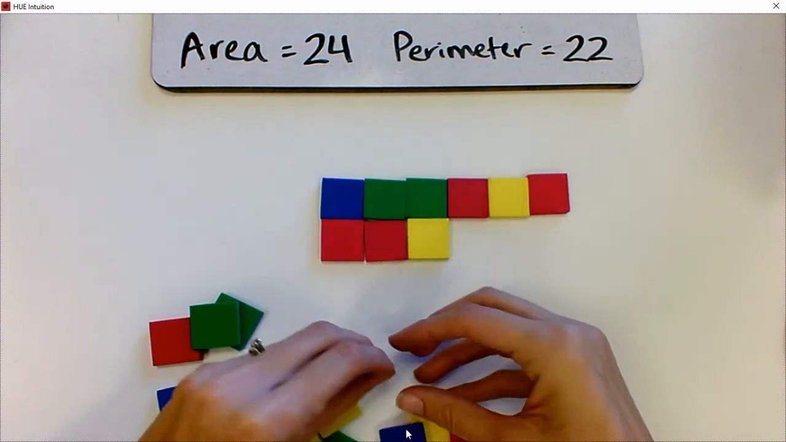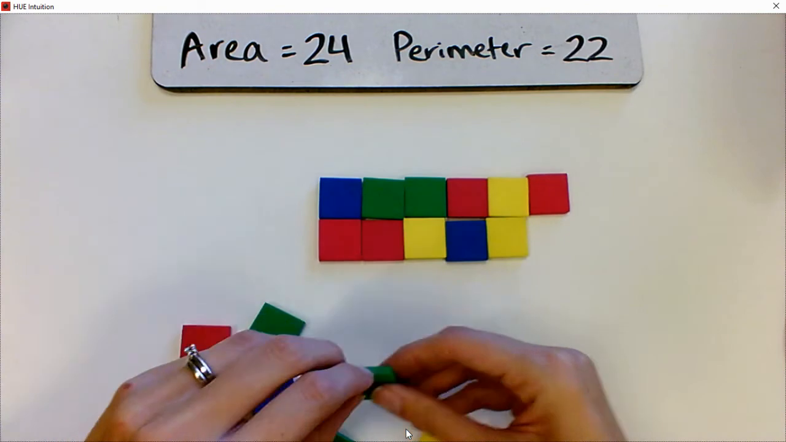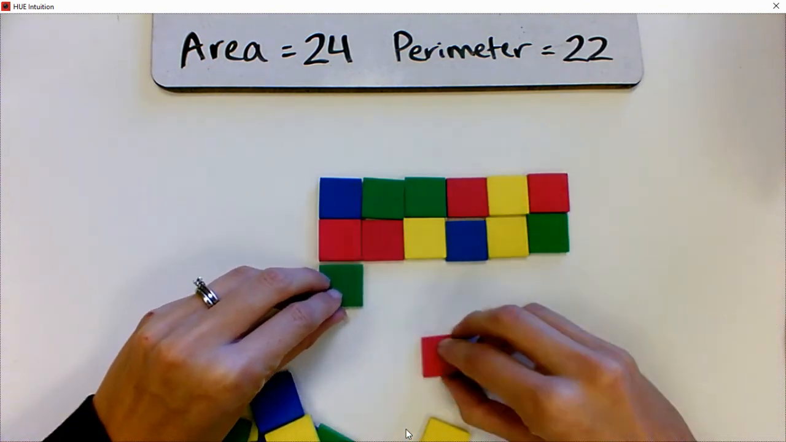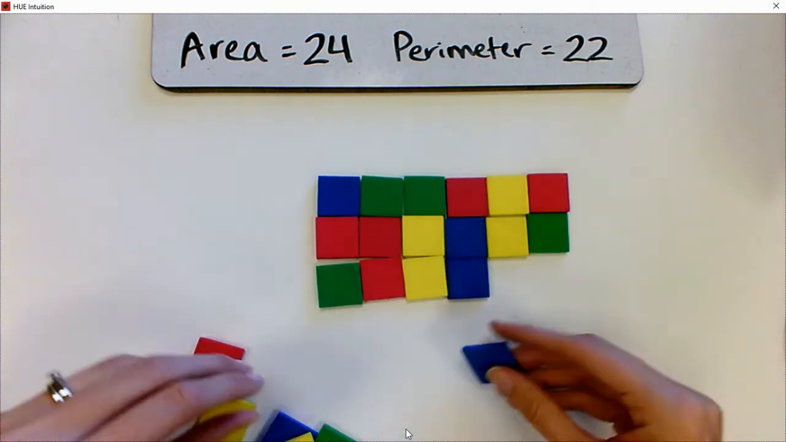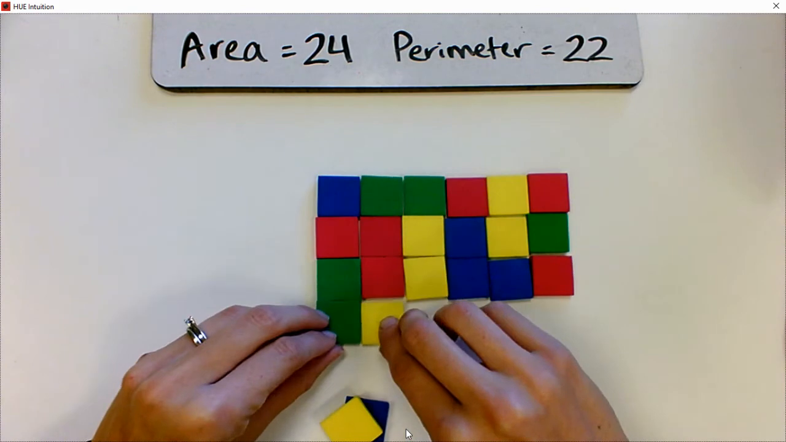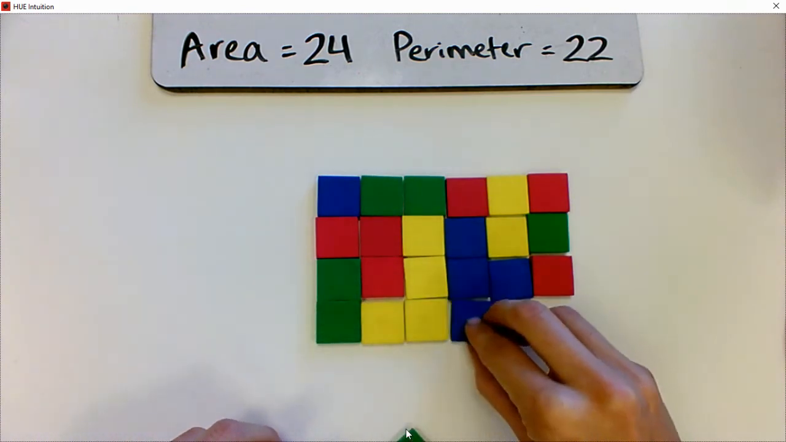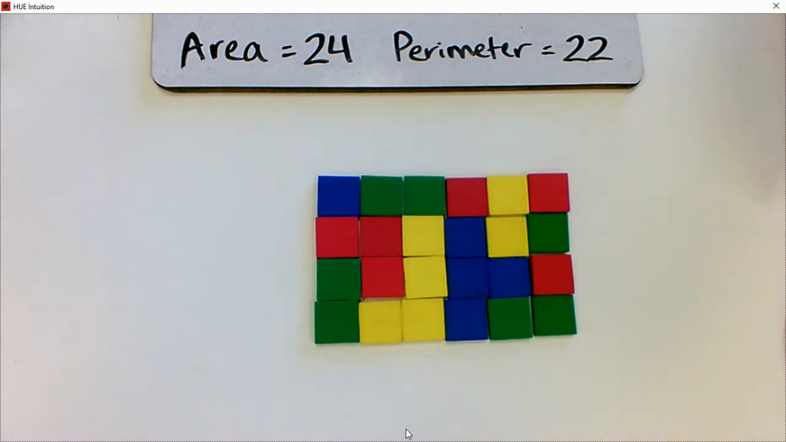And you might have to play around and move your tiles some. If you get started and you realize that it's not going to make a rectangle, you might have to move some things around and start over a little bit. I think this is going to work. Okay, so I have a rectangle made out of 24 tiles. This is a 4 by 6 rectangle, and 4 times 6 is 24.